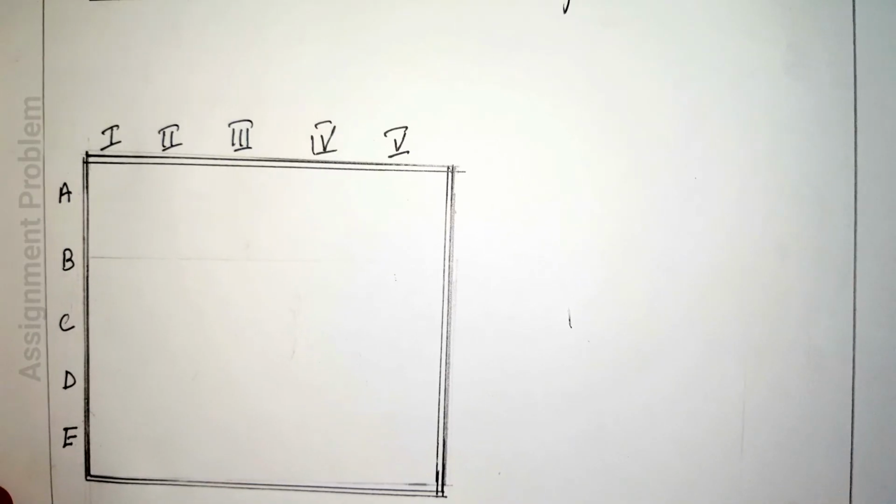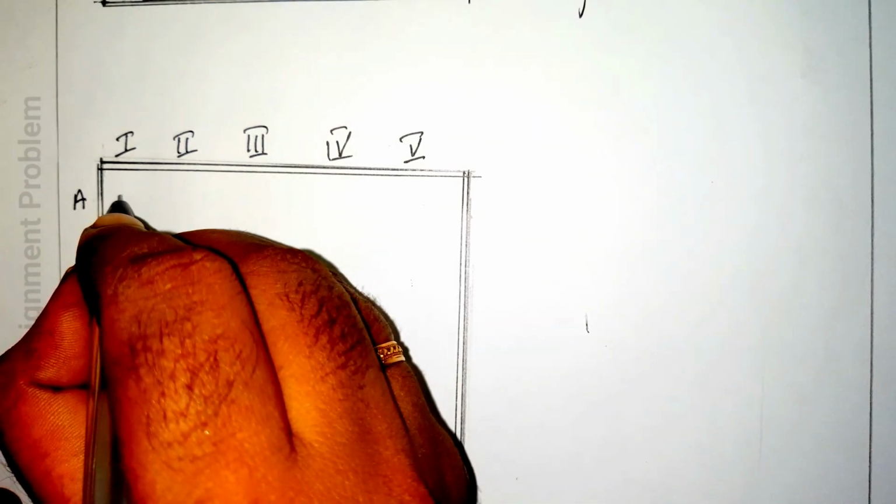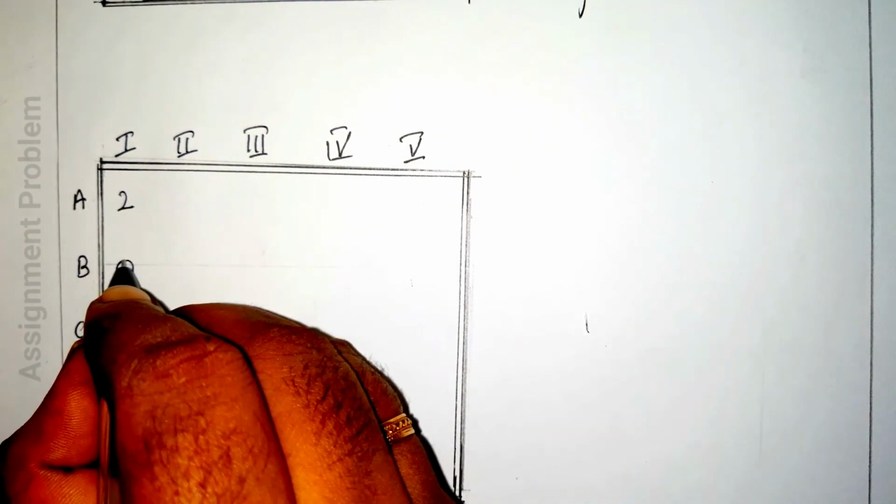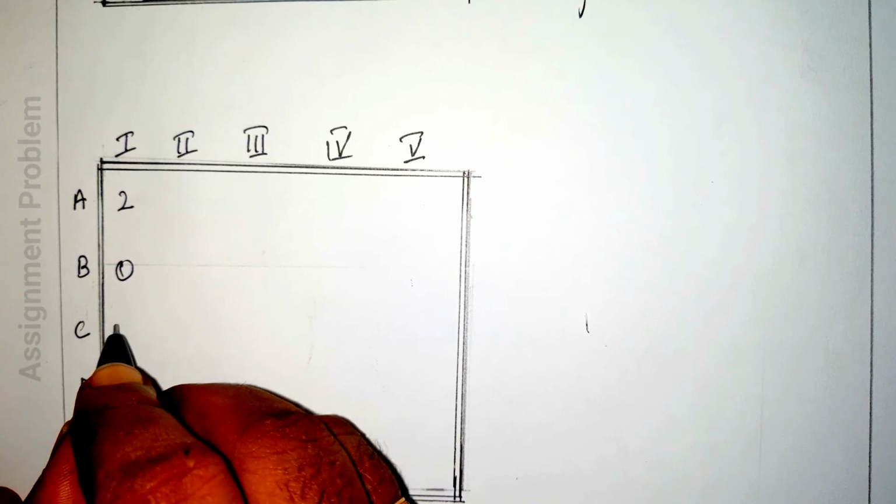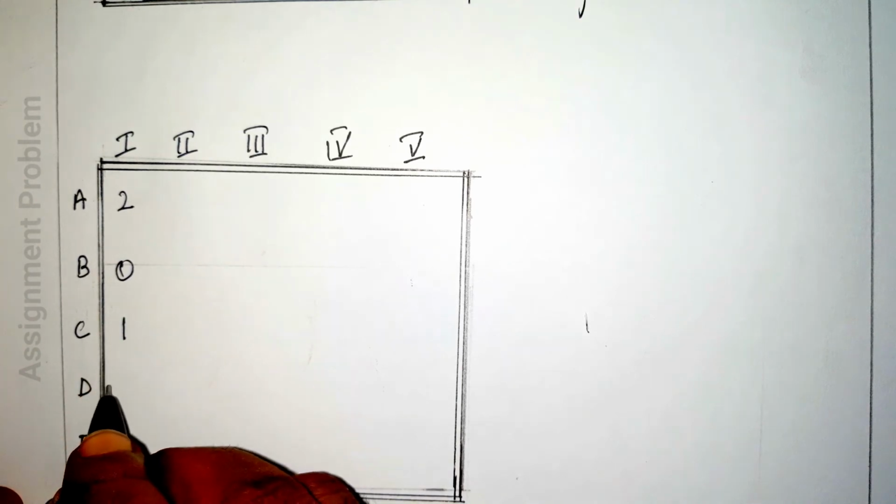Now the next matrix. 2 is covered with a single line, so write as it is. 0 is covered with a single line, so write as it is. 1 is covered with a single line, write as it is.